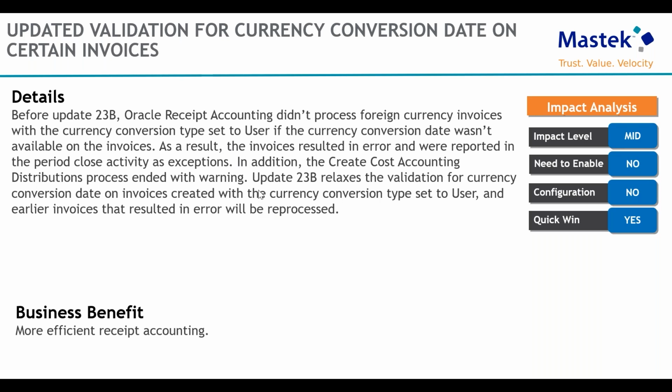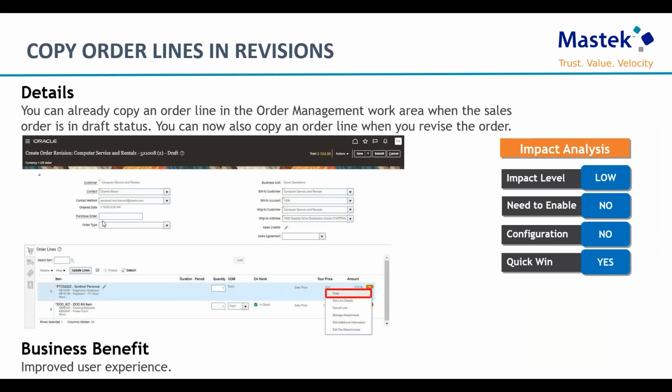But with this bug fix, you will now be able to pick up the currency conversion rate on the invoices and also the conversion type set to user. And now these invoices, and future such invoices, will be processed. Also, whatever invoices resulted in error previously will be reprocessed automatically. This covers all inventory and cost accounting related transactions.